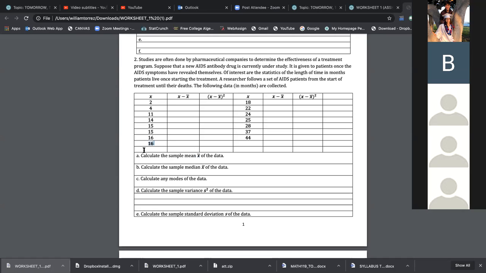as our median here. Okay, why 16? Well, because it's the middle value, 1, 2, 3, 4, 5, 6, 7, 8. And here you see exactly 7 values which are less than or equal to 16, and then 7 values which are greater than 16, okay?